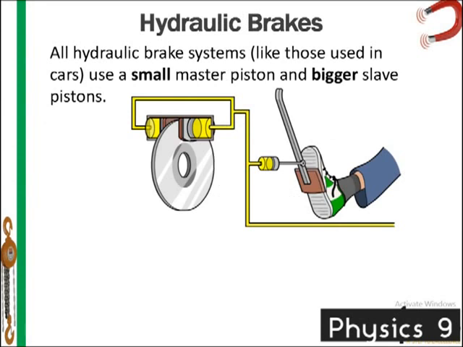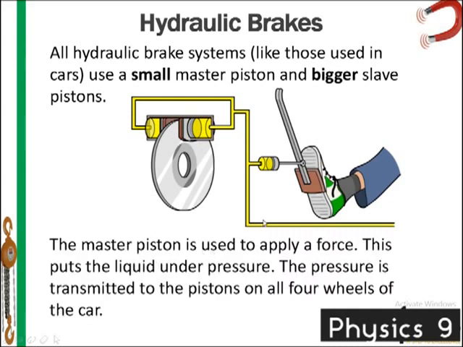Now, all hydraulic brake systems, especially those used in cars, tend to use a smaller master piston. So over here in the diagram, you can see that this would represent that smaller master piston. And the hydraulic brake systems also use what are called bigger slave pistons. So over here you can see the pistons which are attached to the brake pads; these are larger slave pistons.